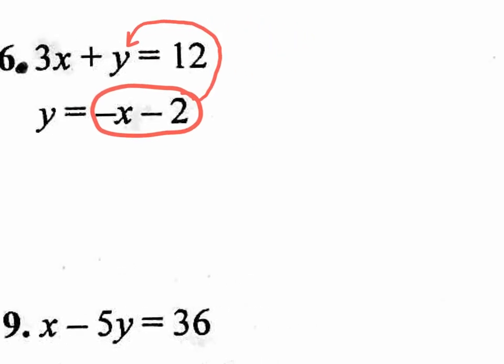Let me make some space over here. So coming this way, I have a 3x plus y. But again, use parentheses when you plug it in. You end up with a negative x minus 2 right in there. And of course, it equals 12.